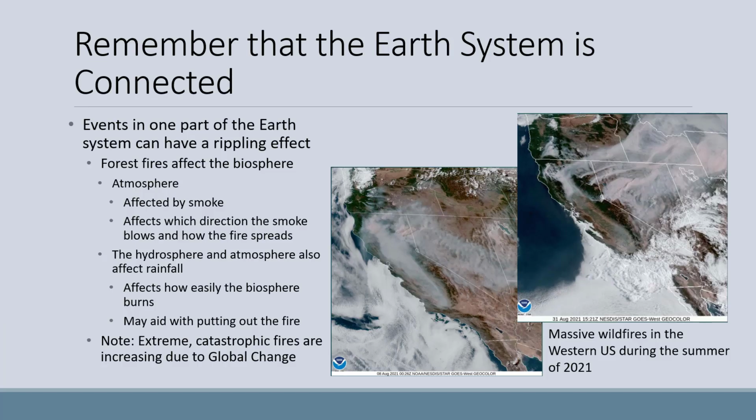Forest fires are another good example of how the different spheres in Earth's system are connected and how changes in one area can have a rippling effect. Forest fires affect the biosphere. The biosphere serves as the fuel for the fire. But the atmosphere is also affected. Smoke is produced. Furthermore, the atmosphere affects which direction the smoke blows and how the fire spreads. The hydrosphere and the atmosphere also affect rainfall, and thus affect how easily the biosphere burns. Rainfall may also aid with putting out the fire. Of note is that extreme catastrophic fires are increasing due to global change.